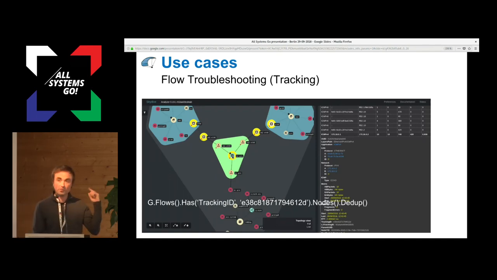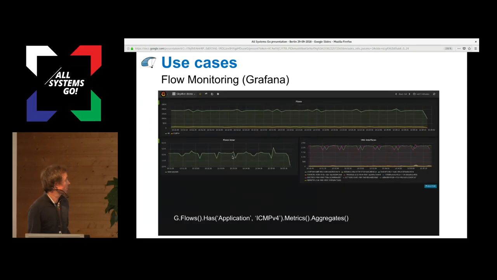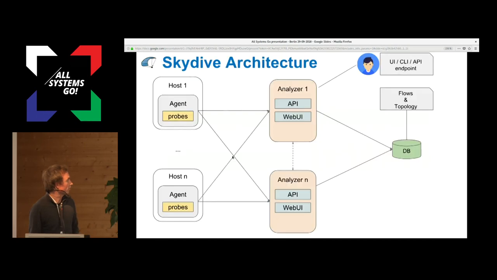And so if you go back to the example, the use case I showed you before, with the tracking, so the traffic where my SSH traffic was seen, on white there is the Gremlin query corresponding to this. So we identified a flow, we got the tracking ID of this flow, and then we asked Skydive the nodes that have seen this flow. And well, same for the Grafana. The Grafana plugin accepts Gremlin query, so basically you can graph anything that you want. So here we are graphing the ICMP v4 traffic, and we are aggregating all the flows.